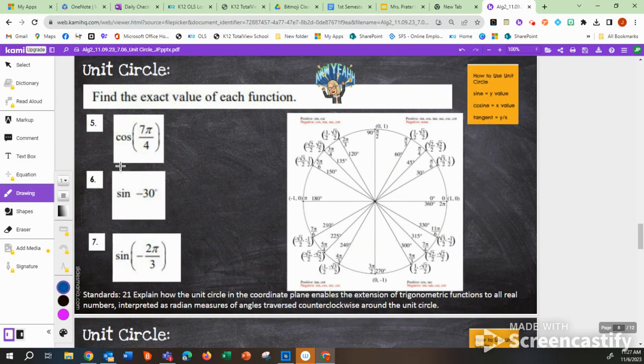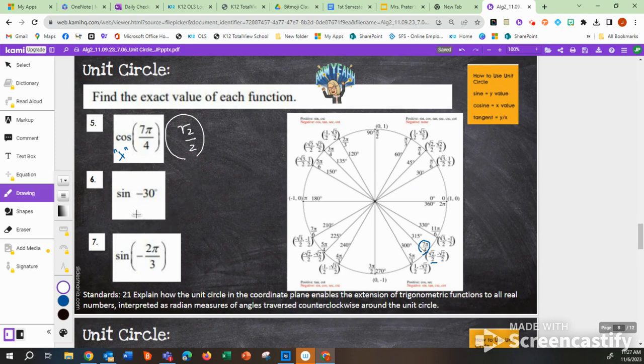Number 5 is asking us for cosine, so we know that's our x value. So we've got to find 7 pi over 4. 7 pi over 4 is here. It's asking for cosine, so it's the x value. That's going to be square root of 2 over 2.